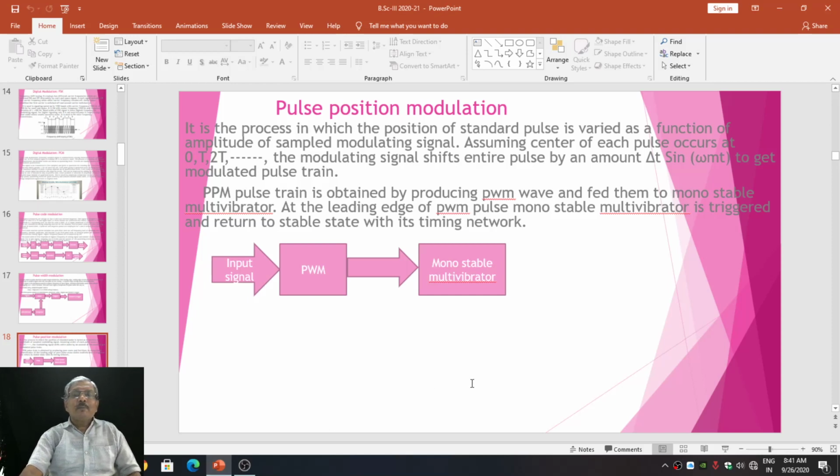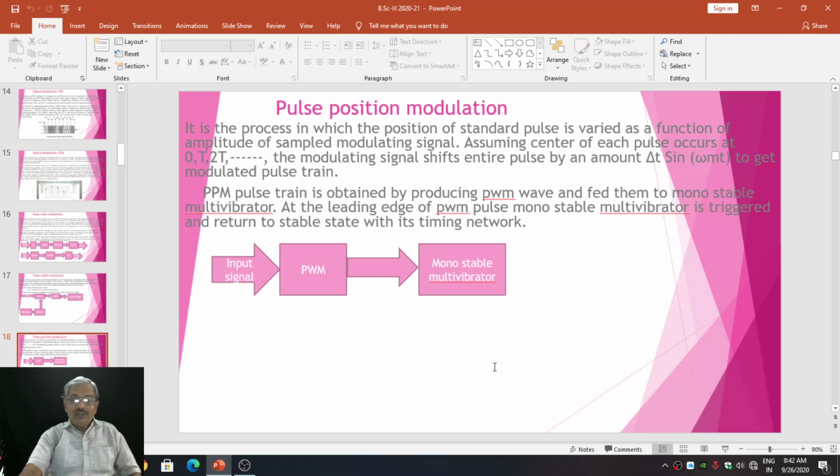Dear students, in yesterday's lecture we studied two types of digital modulation techniques. One is pulse code modulation and the second one is pulse width modulation.